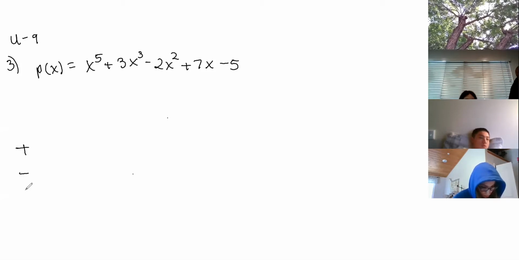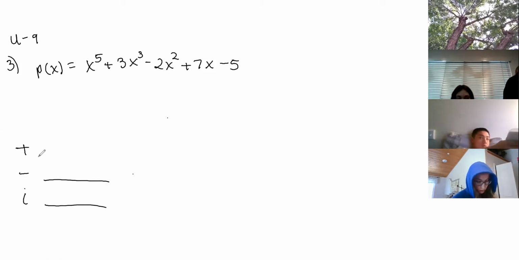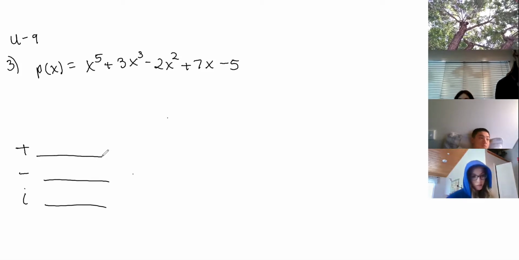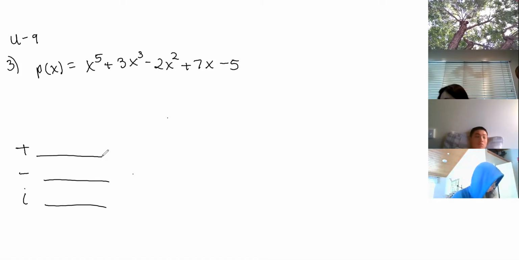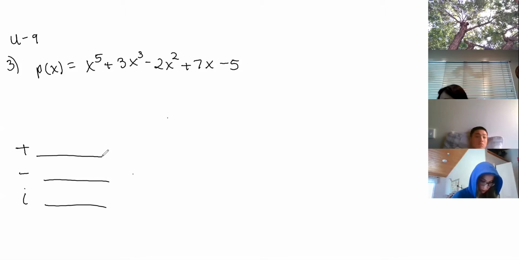Positive, negative, imaginary. Now, Marita, do you remember at all how we found the number of possible positive solutions? It's okay if you don't. I have no clue, I was absent for this unit. Okay, you set up a second equation as p of negative x, and you apply negative x to every single x. Okay, so that is correct for the negative. For the positive, we leave it as it is, and we look for the sign changes.